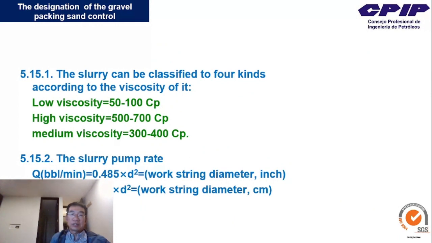So the slurry can be classified into 4 kinds according to its viscosity. Low viscosity is 50 to 100, and high viscosity is from 500 to 700. Medium viscosity is from 300 to 400. The slurry pump rate can be calculated like this.